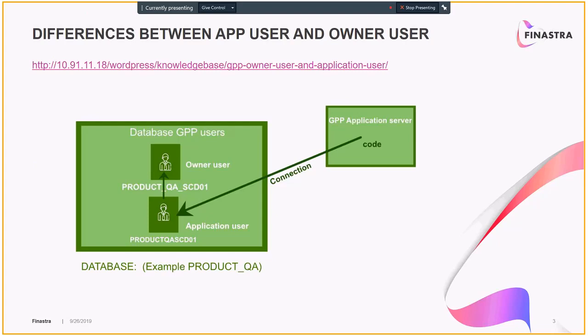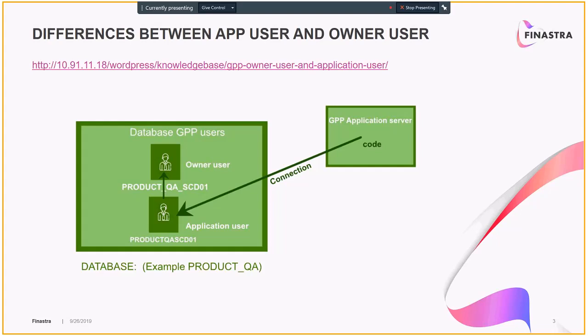Okay, and the application user has the same name as the owner name without the underscore, and the password for the application user is the same as the application user. So in this case, product QA SCD01 is the application user, and the password would be the same internally in our QA environment. Banks can configure anything they want, but internally it is like this.